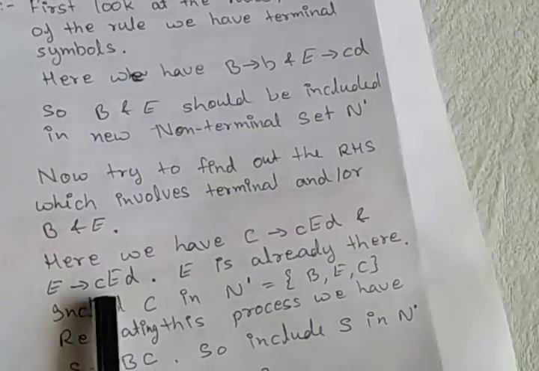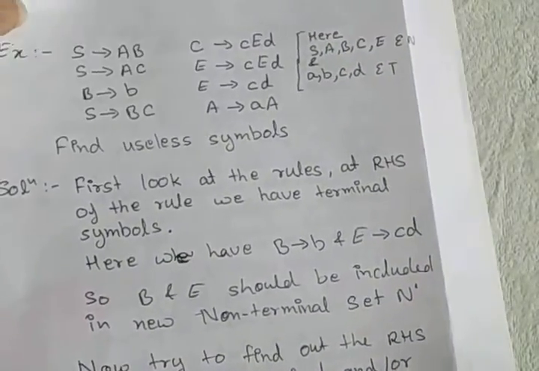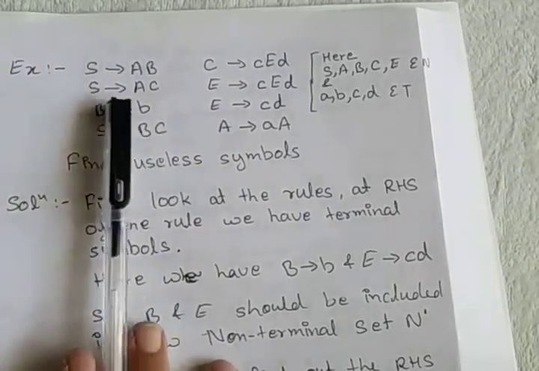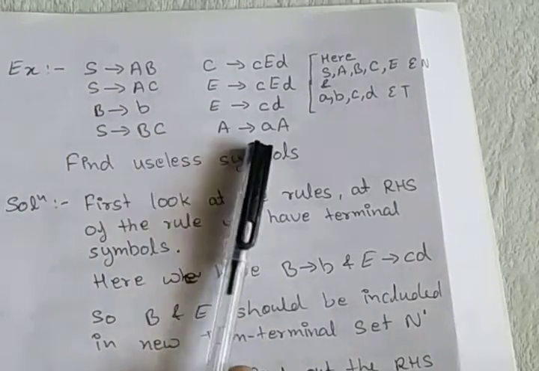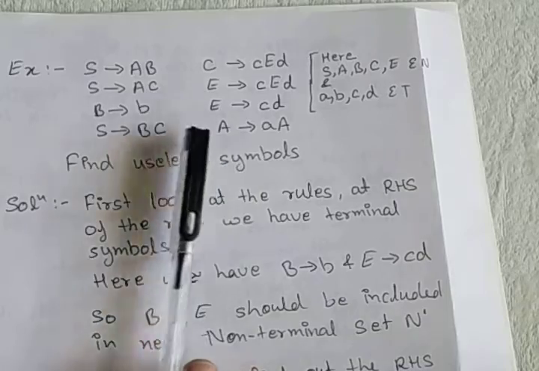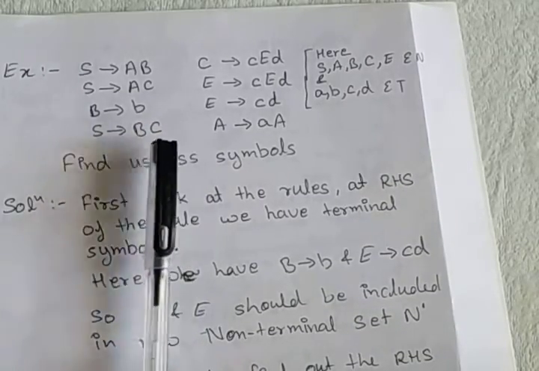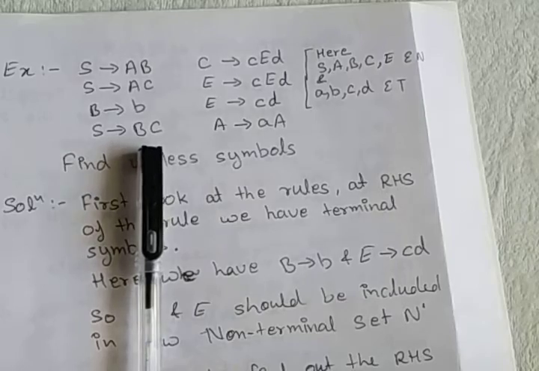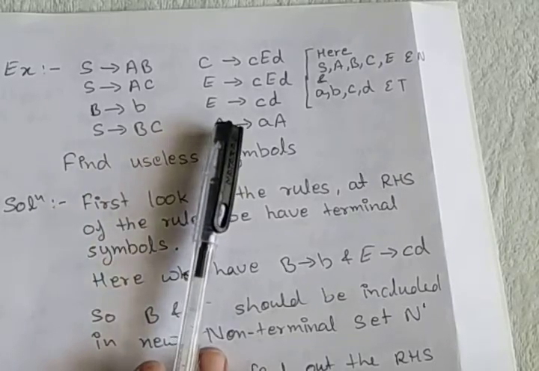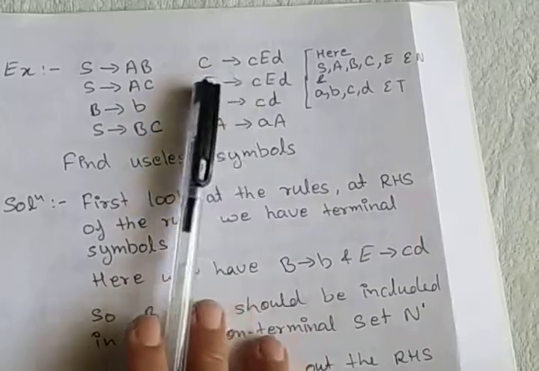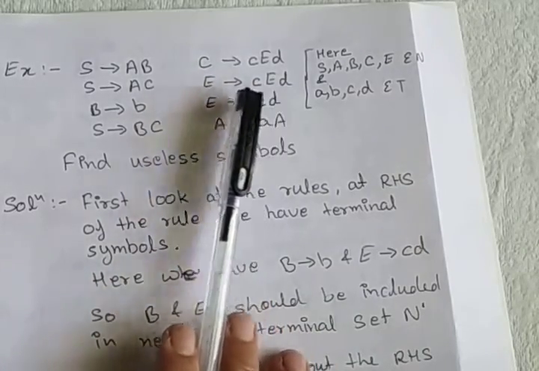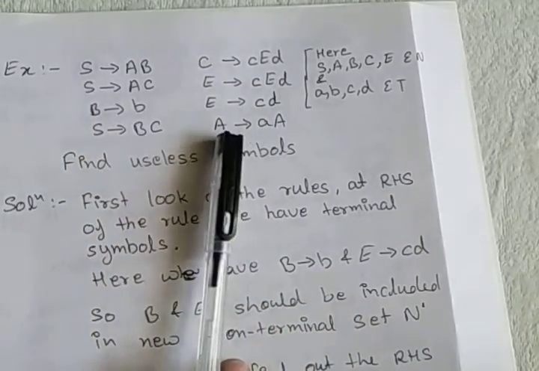Now we see that we are not able to find new symbols which can be added to N'. Now check here, we have used this rule, right? But we have not used this rule.